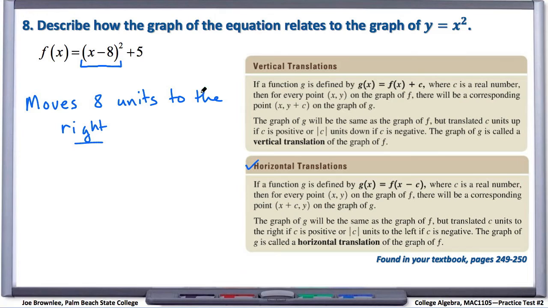All right, so we've dealt with our horizontal translation. Now let's look at the vertical translation. Vertical translations always occur at the end of the function, and vertical translations are nice because they actually do what the sign indicates. Meaning, in this case, we have a plus 5, and so the graph of this parabola is going to shift 5 units up. So this graph moves 5 units up. If this was minus 5, then we would say the graph moves 5 units down.